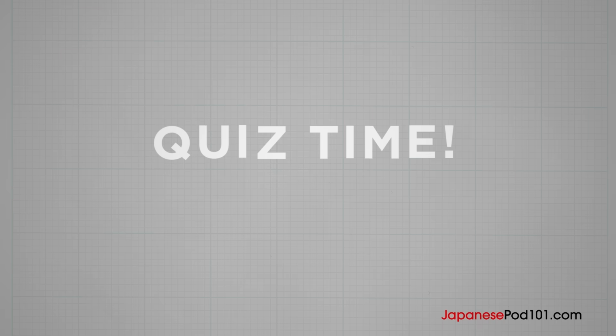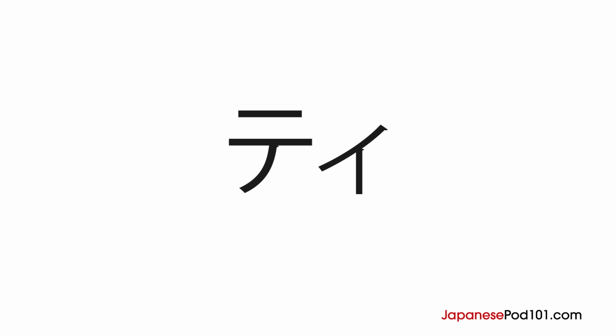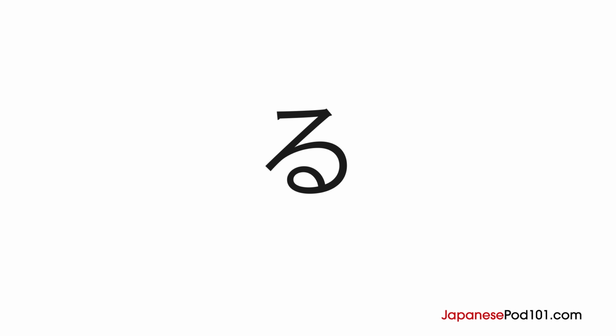Now, let's review what you've learned. I'll show you a character or a word and give you time to say them. Ready? ティ、ど、め、る。Which one is the katakana tsu? It's this one. Remember the stroke of their hiragana counterparts, and you'll easily distinguish between these two.